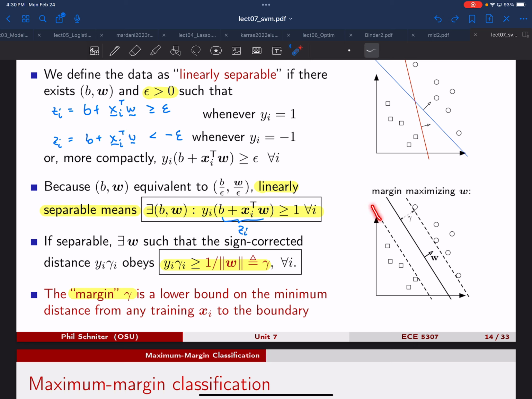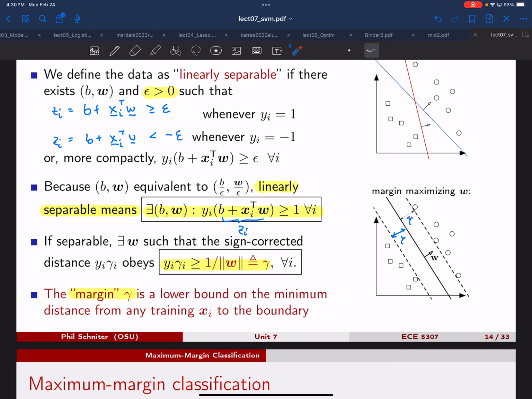So this is the picture of gamma here. That would be gamma, and then this would also be gamma. So gamma is a lower bound on how far all these points are from the boundary. That is the meaning of the margin.